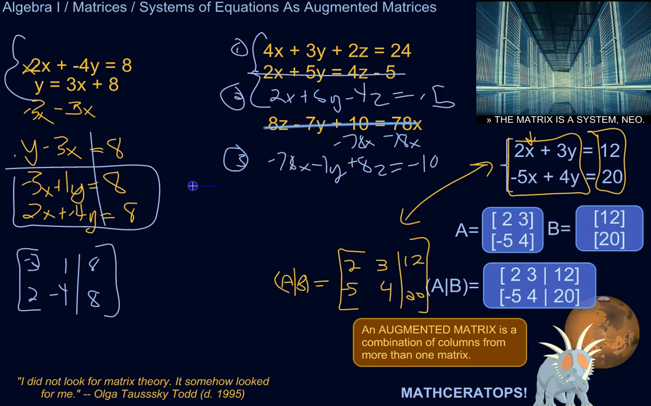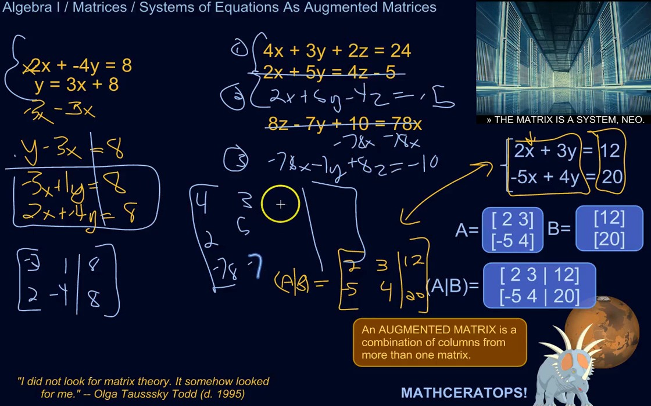So now I can represent this. It's going to be a little hard to see, sorry. So we've got our x's lined up, our y's lined up, our z's lined up. So we just write in the coefficients. So x coefficients 4, 2, and negative 78. Then what do we have? 3, 5, and negative 7, 3 for the y's. And then 2, negative 4, and 8.